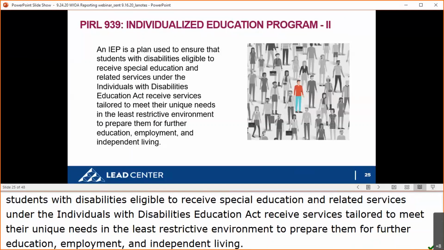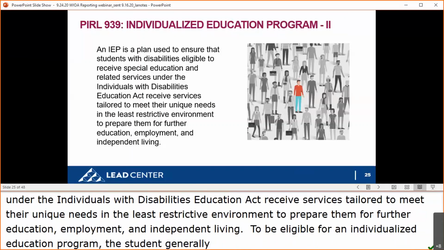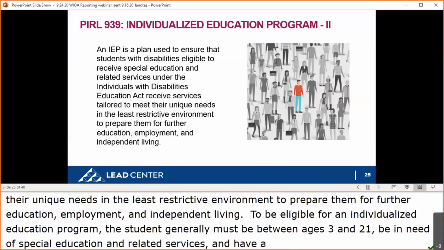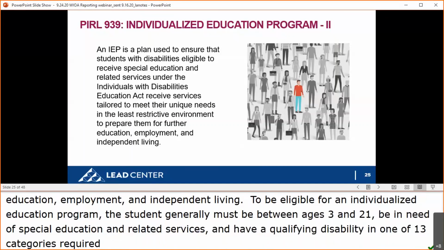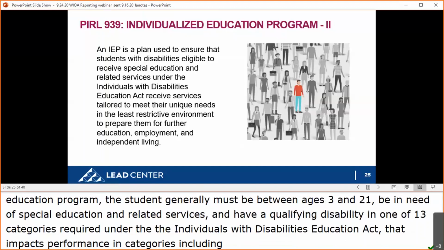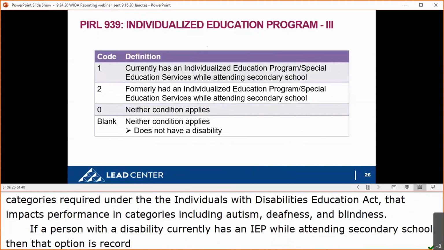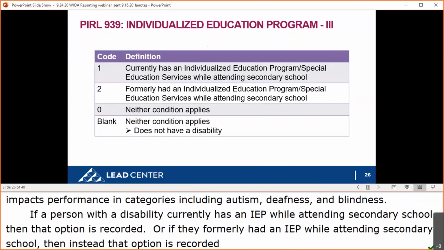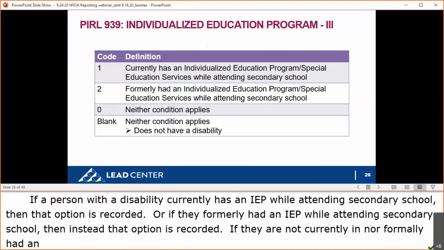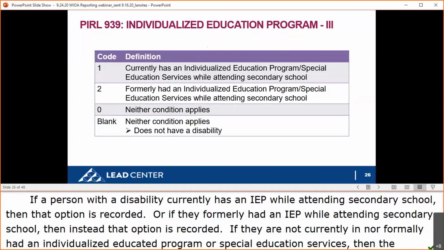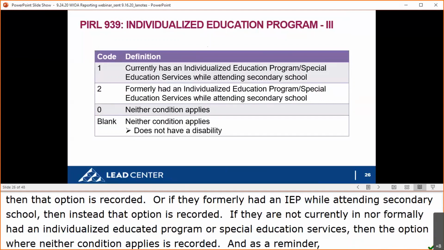To be eligible for an individualized education program, the student generally must be between ages 3 and 21, be in need of special education and related services, and have a qualifying disability in one of 13 categories required under the Individuals with Disabilities Education Act that impacts their educational performance, including such disability categories as autism, deafness, and blindness. If a person with a disability currently has an IEP while attending secondary school, then that option is recorded. Or if they formerly had an IEP while attending secondary school, then instead that option is recorded. If they are not currently in, nor formerly had, an individualized education program or special education services, then the option where neither condition applies is recorded. And as a reminder, just as before, the blank is specifically for people without disabilities.